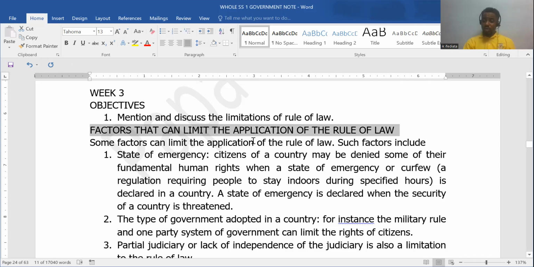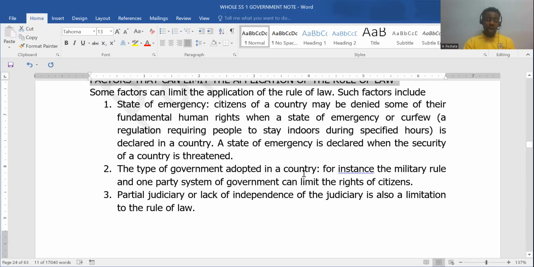So the rule of law protects your fundamental human rights. So the state can withdraw your rights in order to protect the state in general, in order to protect everybody living in the land. They can withdraw your rights of movement, your rights to worship, your rights to protest as well. So the type of government in power can also limit the application of the rule of law. For instance, if you have monarchy, if you have a military system, then there's no need talking about the rule of law.